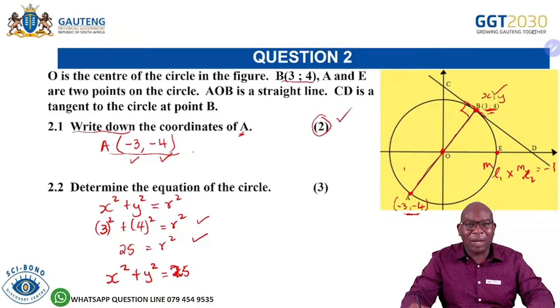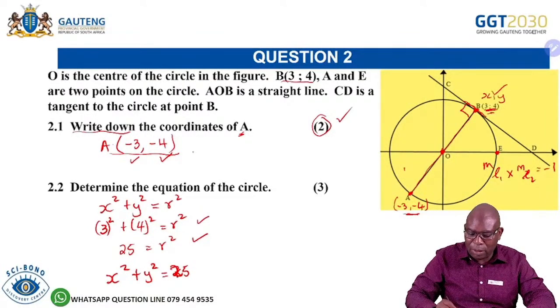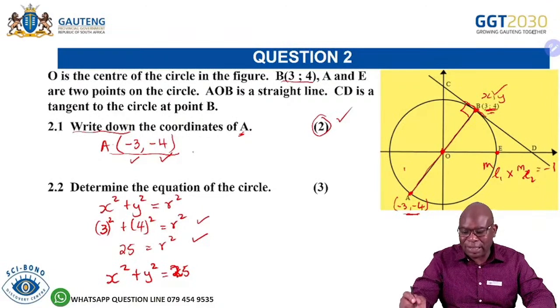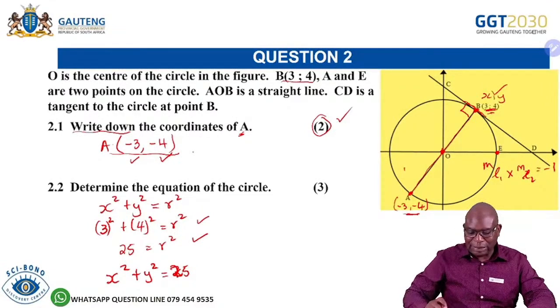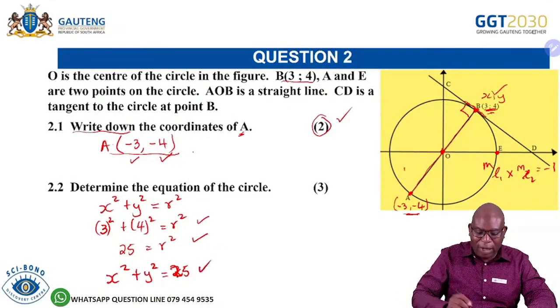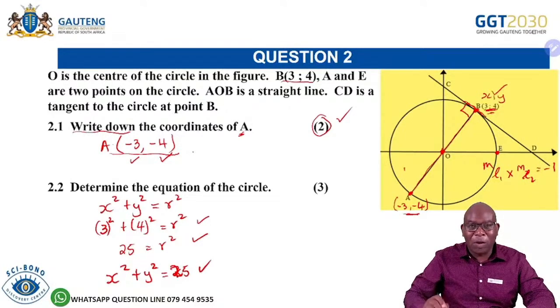The r squared, we get it by substituting the 3 and the 4. Even if I substitute this point here, I still get the same answer. Okay, so there I get 100% on that question. Already from the 12 plus 2 plus 3, I already have my marks.